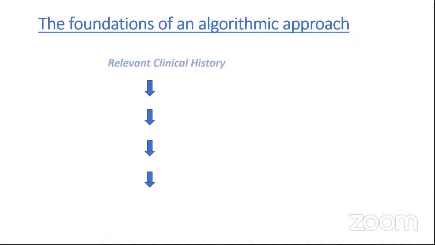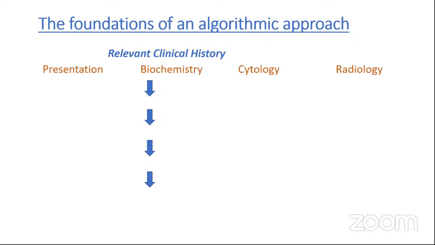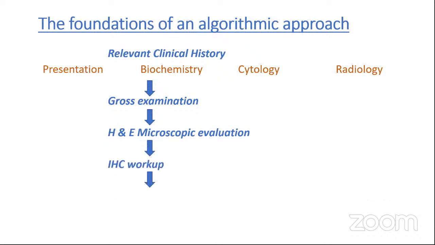And so it goes from the relevant clinical history. So in the relevant clinical history, it could either be the clinical presentation that may be more important in a particular organ system, or it could be the biochemistry and the biochemical results, or the cytological findings, or the radiological impression. And after that, we would move from the relevant clinical history to the gross examination, and then the hematoxylin and eosin slide evaluation, followed by immunohistochemical workup and newer techniques and molecular pathology. So this is essentially the workflow that we follow in evaluation of any case.